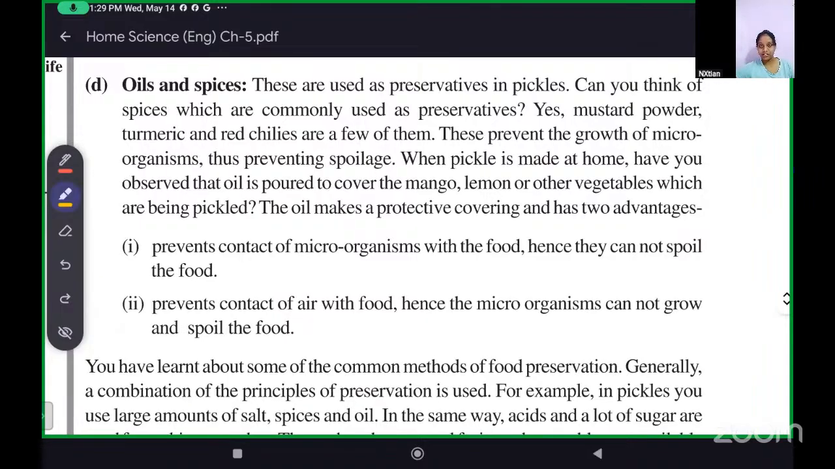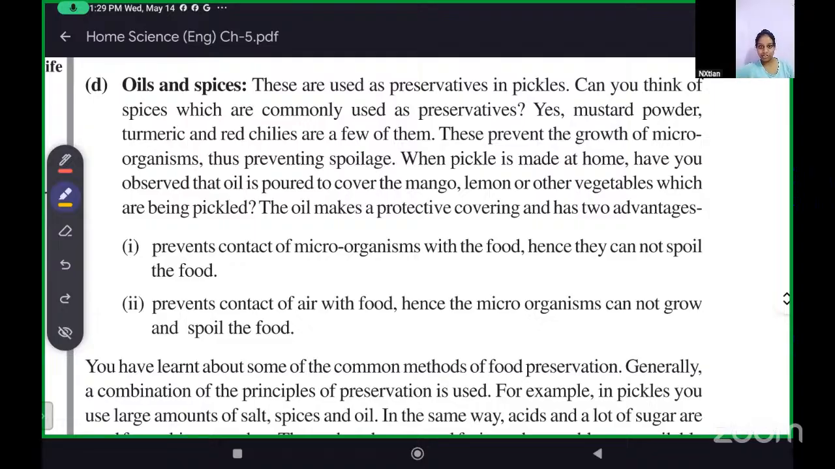These are used as preservatives in pickles. Now, which spices are commonly used as preservatives? Mustard powder, turmeric, and red chili are a few of them. My grandma's younger sister, who is also my grandma, visited recently, and she was telling my grandmother that she kept lemon pickle for preservation. She cut the lemons and put salt, red chili and turmeric powder in them, and then stored them and came. When she goes back, she will make a pickle out of it.